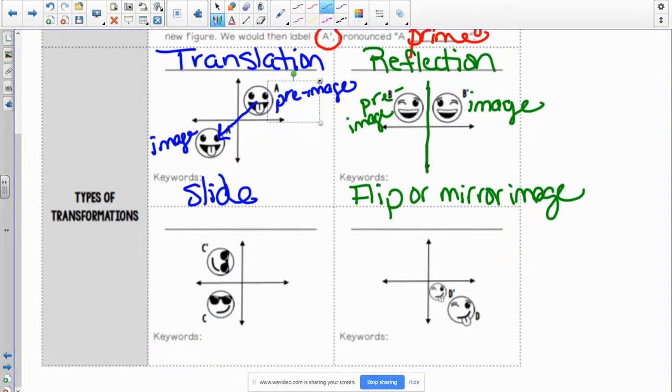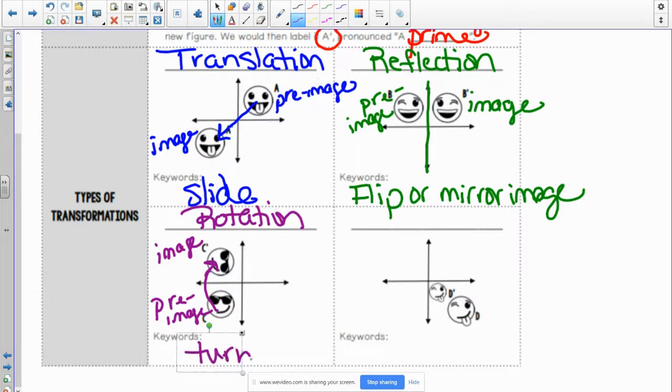Now we're going to look at what we know as the rotation. And again, this is one that wouldn't surprise me if you're very familiar with. This one's C, this is C prime, so this one is our pre-image, smiley face guy, and this is our image. So this was rotated from here, which is quadrant 3, up to quadrant 2. And the word you might hear me say is turn. And the last type is what we know as dilation.